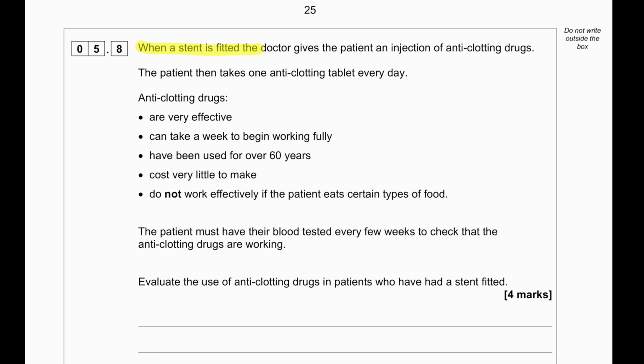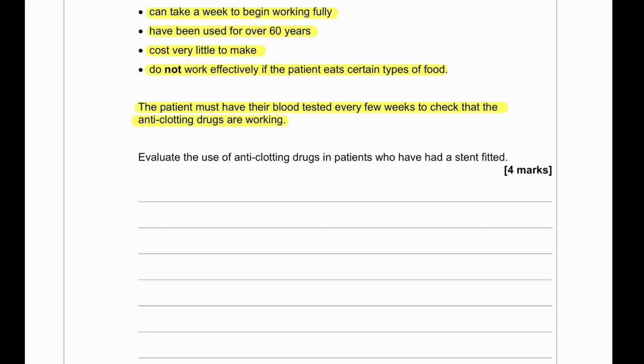When a stent is fitted, the doctor gives the patient an injection of anti-clotting drugs. The patient then takes an anti-clotting tablet every day. Anti-clotting drugs are very effective, can take a week to begin working fully, have been used for over 60 years, cost very little to make, and do not work effectively if the patient eats certain types of food. The patient must have their blood tested every few weeks to check that the anti-clotting drugs are working. Evaluate the use of anti-clotting drugs in patients who have had a stent fitted in them.